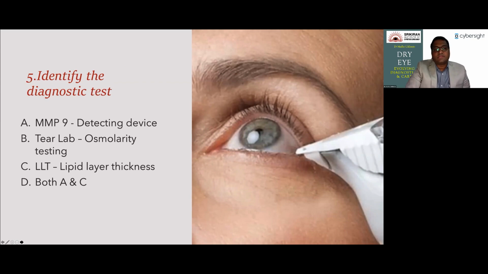The final question: identify the diagnostic test in the picture. MMP9 detecting device, TearLab osmolarity testing, lipid layer thickness, both A and C. So osmolarity is the correct answer.